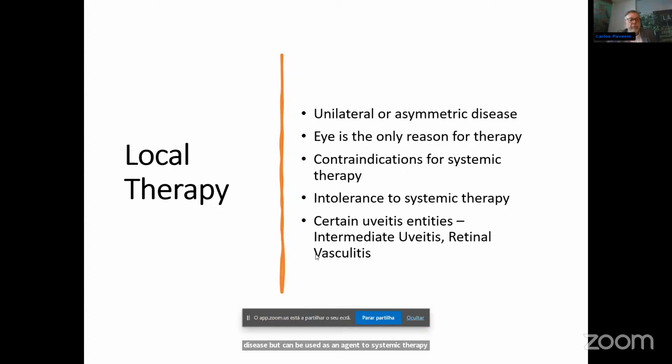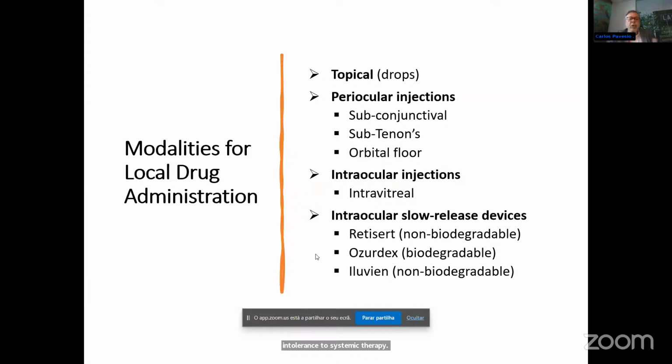The eye being the only reason for treatment favors local therapy. If there is a contraindication or intolerance to systemic therapy, or certain uveitis entities that may respond more favorably to local therapy. These are the options we have for the local use of treatment: going from our periocular injections, which I mentioned already, to the intravitreal devices and injections that have been very widely used.